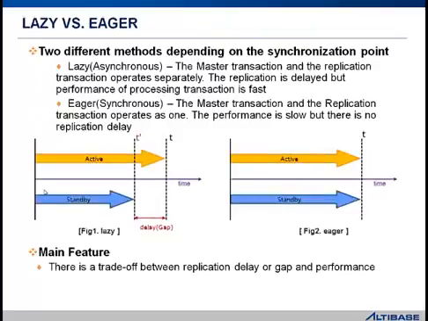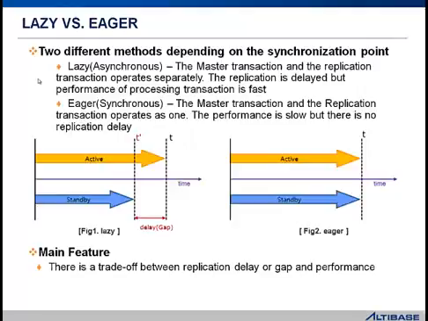Let's talk about the synchronization point between replication nodes depending on replication types. There are two types of replication in Altibase: lazy and eager. The synchronization point of replication nodes is different depending on the replication type.